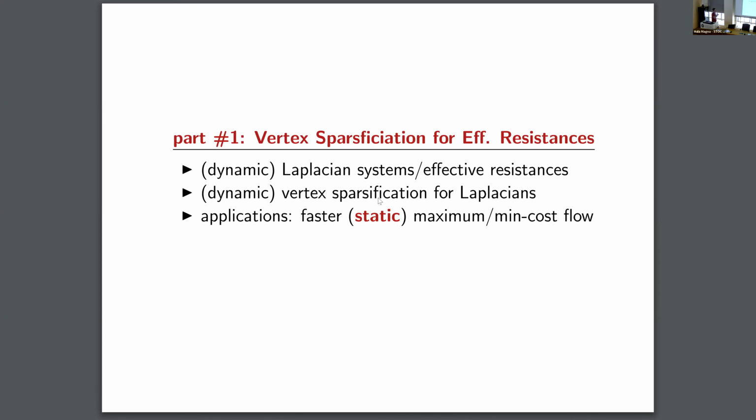So that's what I plan to talk about in the next few slides. First, I'm going to tell you how to do vertex sparsification for effective resistances. Then I will tell you how to use this to solve dynamic Laplacian systems and effective resistances. Then I will get a bit into the technical details of this. And finally, I will tell you why you should care about this. This is not just some artificial work that we are doing in the dynamic setting, but it really has applications in algorithm design.